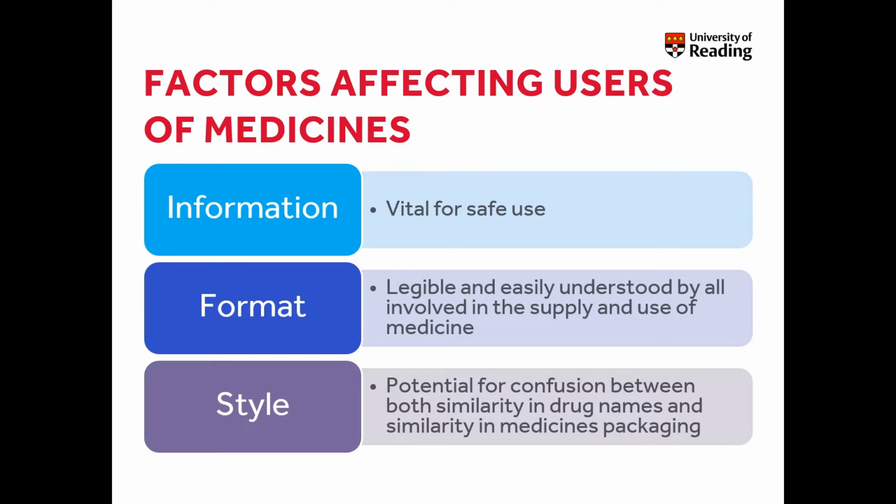Okay, so the primary purpose of medicines labeling and packaging is the clear, unambiguous identification of the medicine and the conditions for its safe use. So some of the common factors affecting all users of medicines can be summarized under 3 headings.